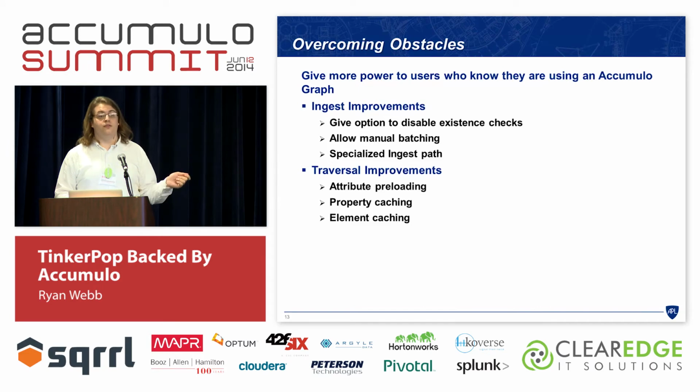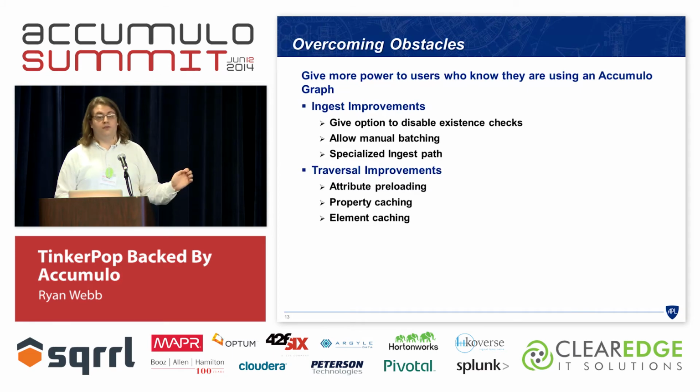And then we also provide the specialized ingest path of the Accumulo bulk ingester, which does the minimum amount of work we have to do to get our results in, and does it as fast as we can. So this is the best way we can get stuff in.